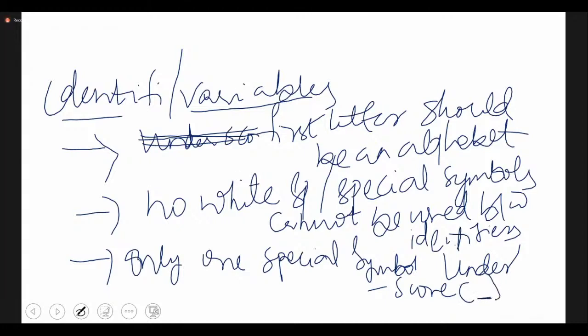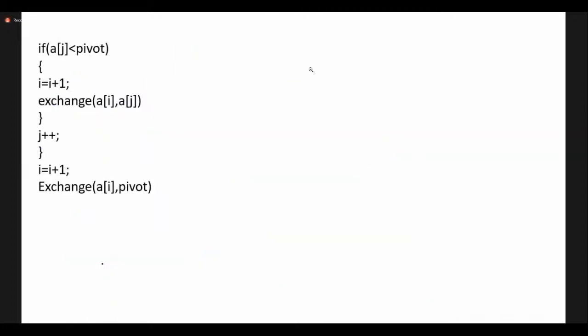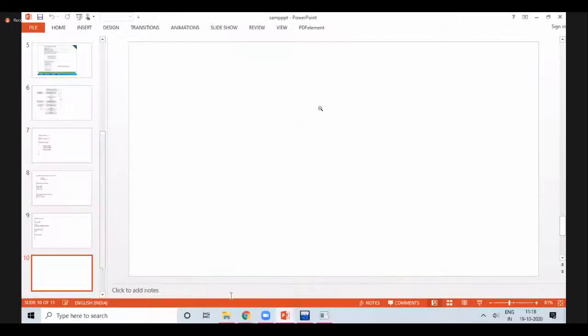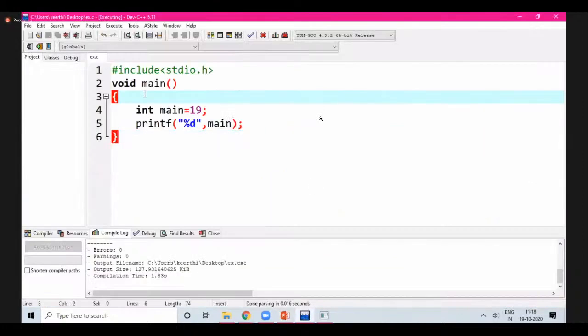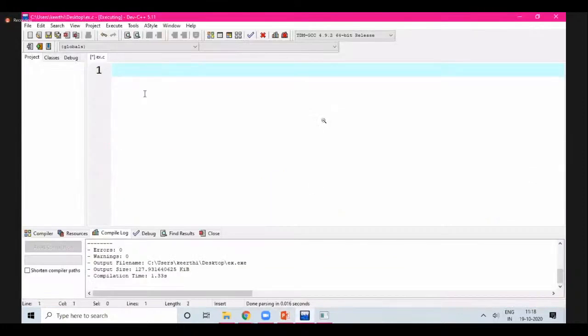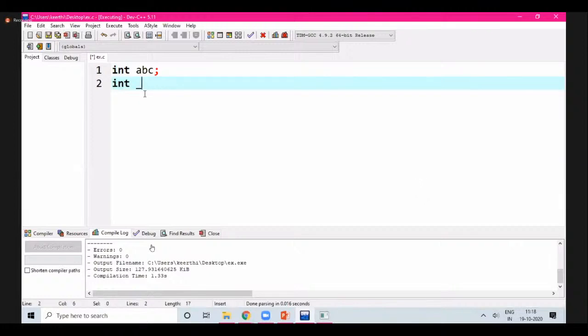So these are the rules of identifiers and variables. Whenever the user defines an identifier or a variable name, the first letter should be an alphabet. No white spaces or special symbols are allowed in order to define your identifiers or variable names. One and only one special symbol that is allowed to define your identifiers is your underscore. Like, for example, you can write int ABC, and you will give some examples.